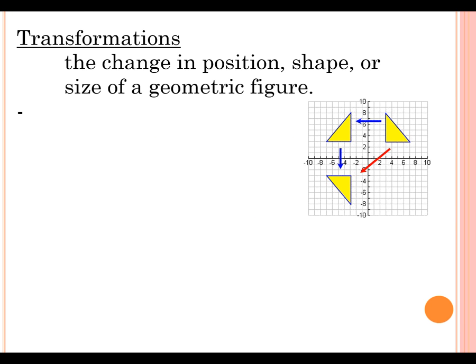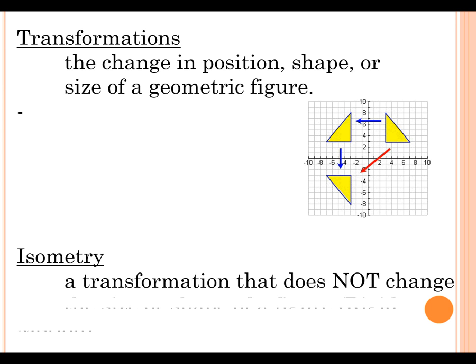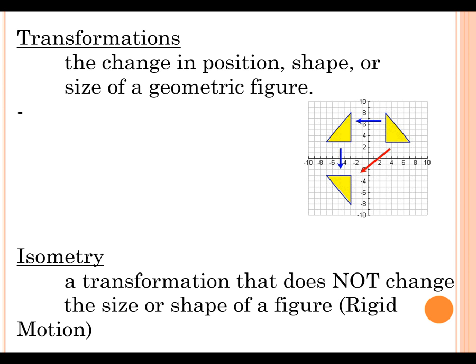So again, a transformation is the change in position, size, or shape of a geometric figure. We talked about translations, and today we'll be talking about reflections. A reflection is also another type of isometry, which, remember, is a transformation that does not change the size or shape of a figure, which is called a rigid motion.